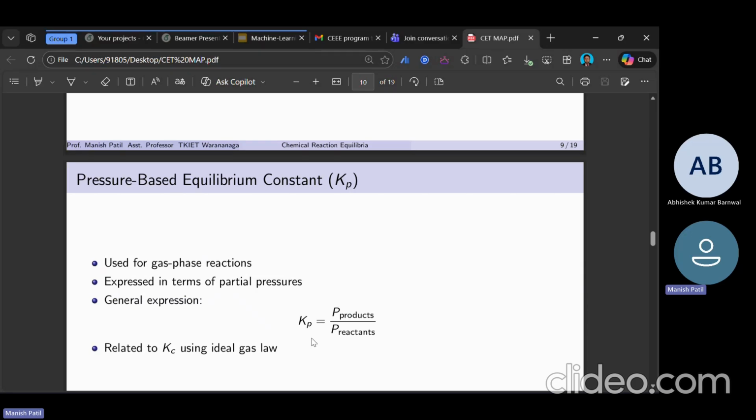Then the pressure-based equilibrium constant. Sometimes for gas phase reactions, instead of concentration we can express this in terms of partial pressure. The general expression is Kp equals partial pressure of the products divided by partial pressure of the reactants. It is related to Kc using the ideal gas law. The relation between Kp and Kc is Kp is equal to Kc into RT raised to delta n, where delta n is the number of moles of gaseous products minus the moles of gaseous reactants.